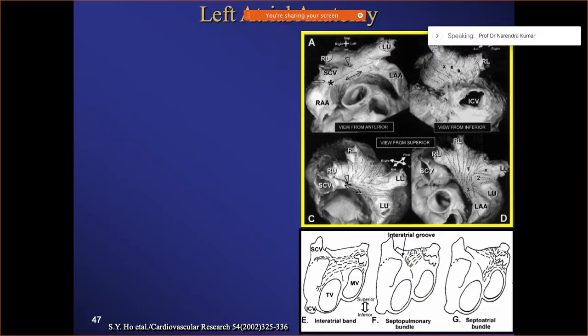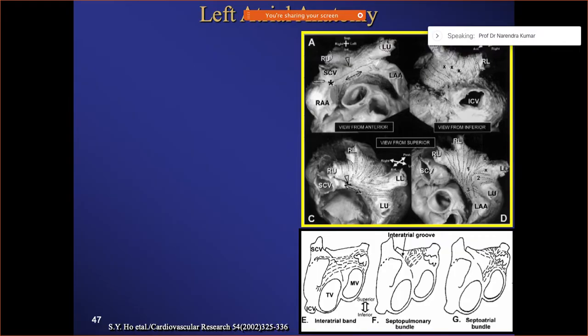But on an overall basis, they are less regular than in the RA, and the LA looks more smooth but is made of 1 to 3 overlapping layers of differently aligned myocardial fibers with marked regional variation in thickness. We are already aware of Bachmann's bundle, which crosses the anterior interatrial groove, branching towards the RA and the LA appendage, and joining the superficial circular fibers passing the left atrial wall. So that is what tends to happen.